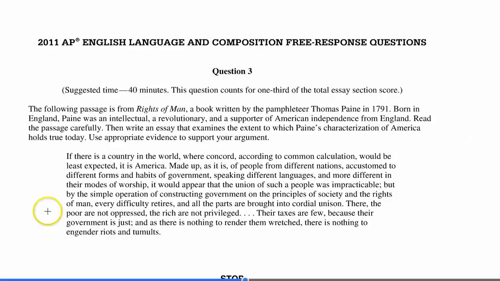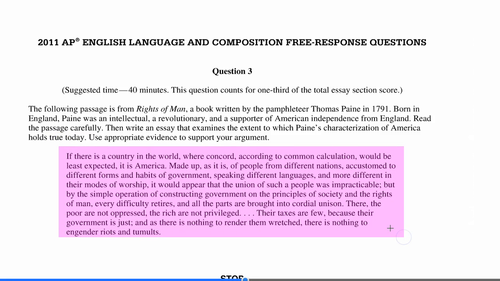This one is a little bit different again. In this one, they ask you to read this excerpt from a piece of writing by Thomas Paine in 1791, and then to examine the extent to which this is true about America today. All right, you would have to use personal experience and observation if you didn't know historical examples to use.